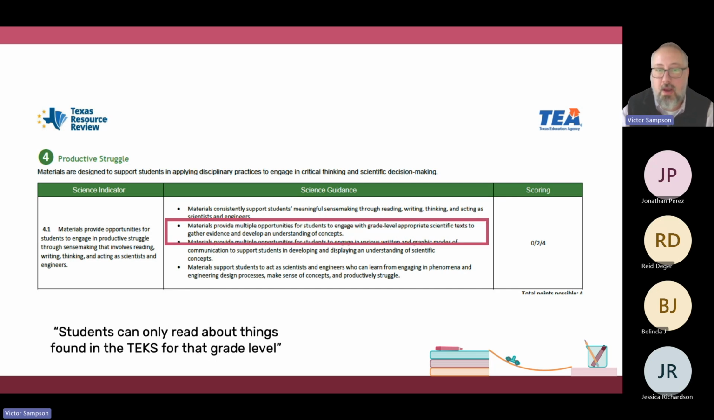Next one is materials provide multiple opportunities for students to engage with grade level appropriate scientific texts. That really ends up focusing on, do kids read about the stuff that's at the grade level as defined by what's in the TEKS for that grade, right? So is this content only in 5th grade if you're teaching using 5th grade materials?